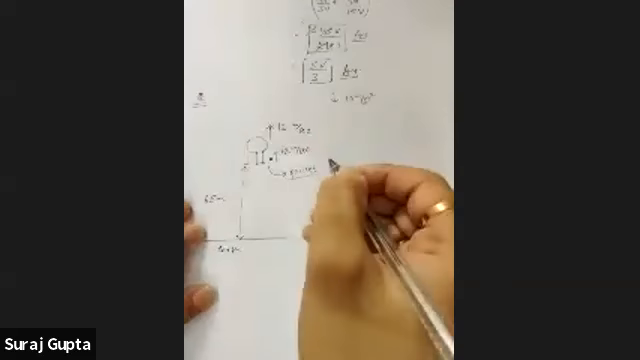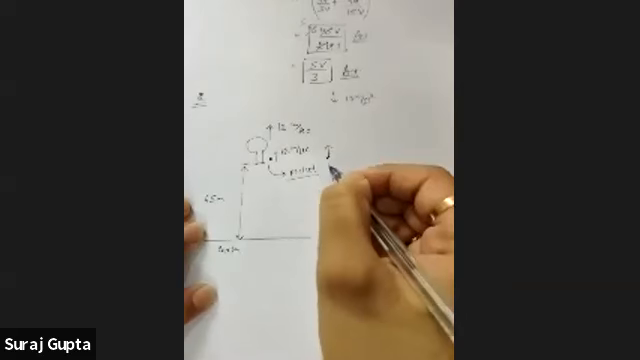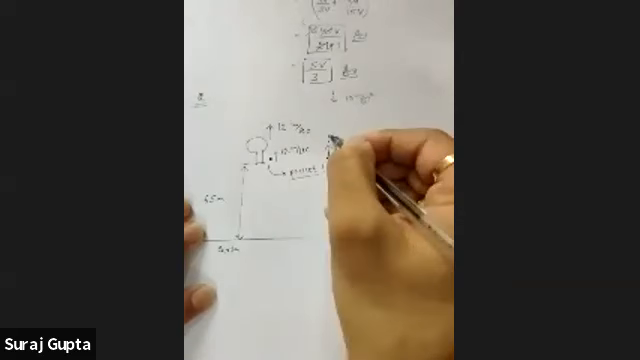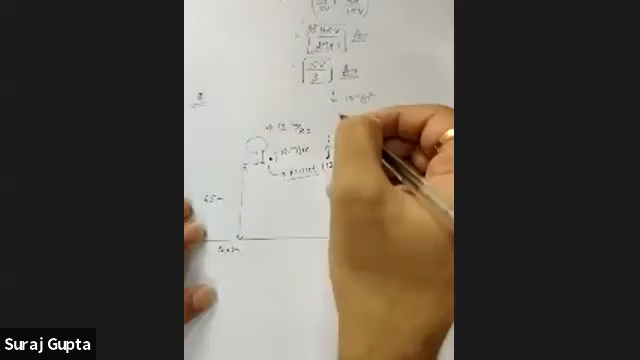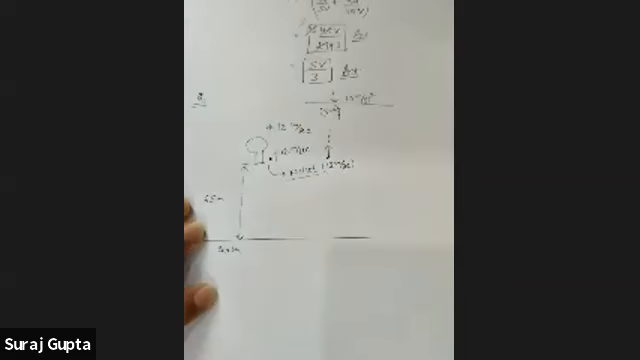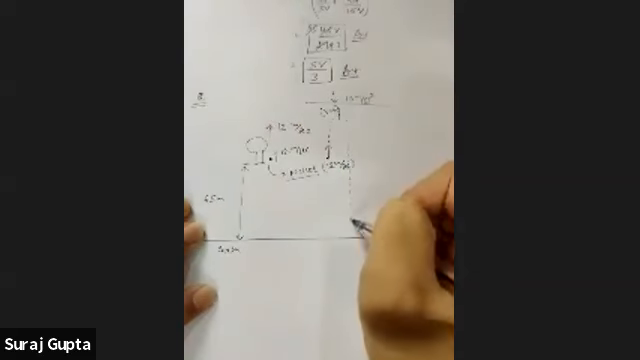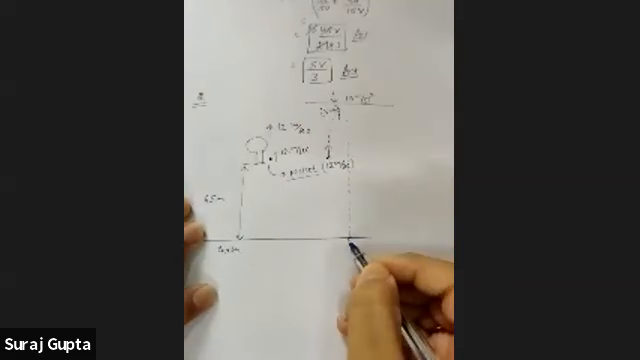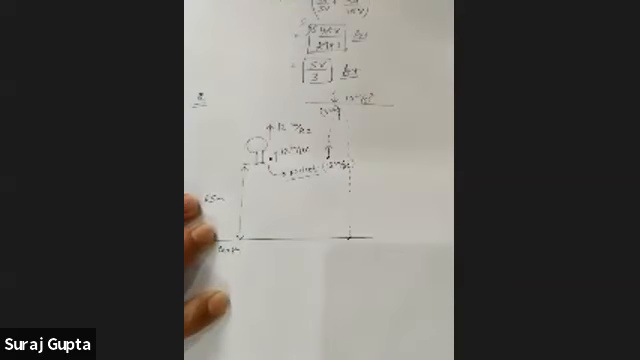So this packet will initially go upwards till the time its speed becomes zero. This packet is having 12 meter per second, so initially it will go up. Then after some time, its vertical velocity becomes zero at this instant. And then again, it starts coming down and finally reaches the ground. So we have to find out this total time.